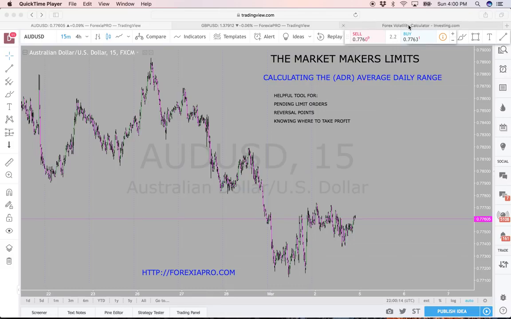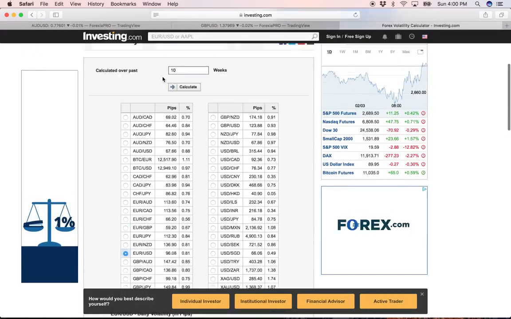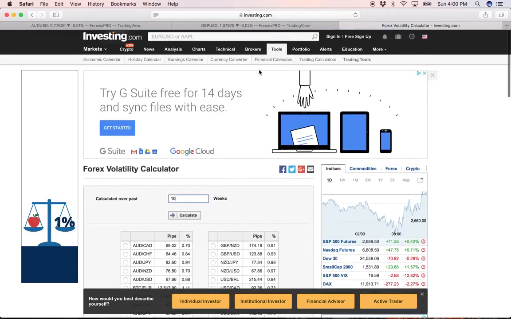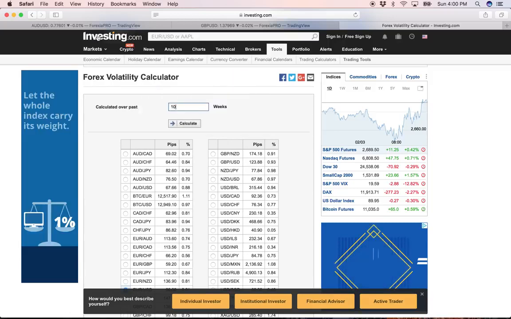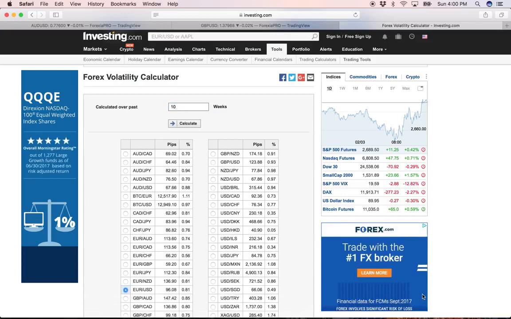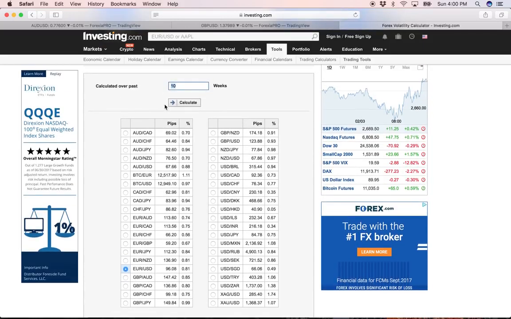So, what we're going to be using to find the average daily range is the forex volatility calculator at investing.com. So, you want to go to investing.com, or just type in Google forex volatility calculator, and there's a bunch of them. Now, you can calculate over an extended period of time, whatever you'd like.